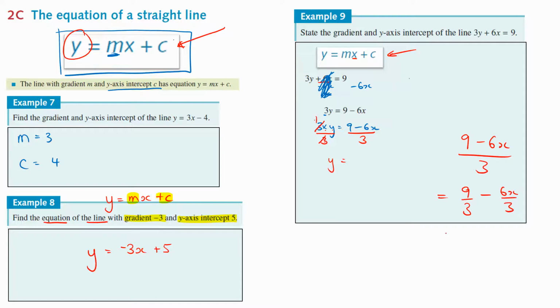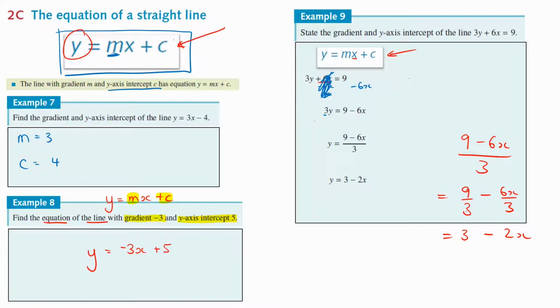This is nice because we know that 9 divided by 3 simplifies down to 3, and 6 divided by 3 simplifies down to 2x. So that's why, if I divide both sides by 3, this 3 cancels out to be 1, so I have 1y on the left-hand side. On the right-hand side, this becomes 3 minus, and 6 divided by 3 is 2x. I'm just going to move on to the next line so you can see what I've done here. I divided both sides by 3, and that gives me my answer.